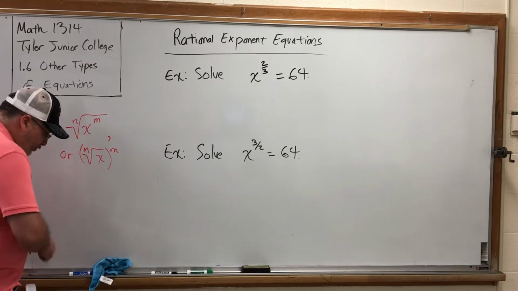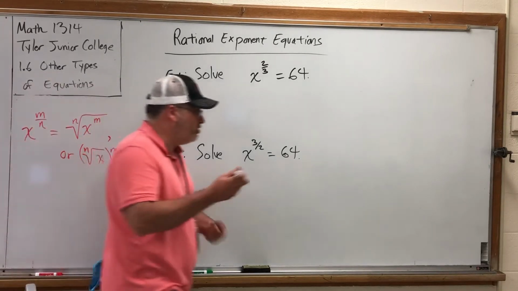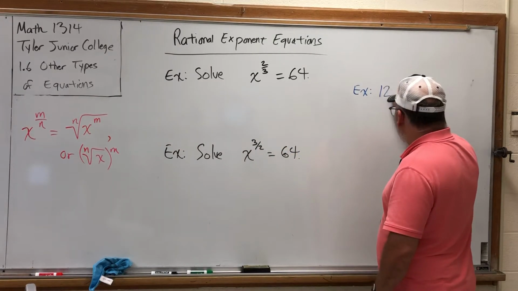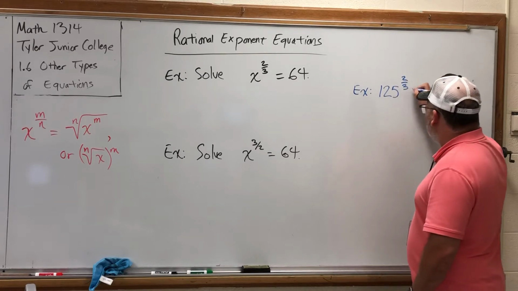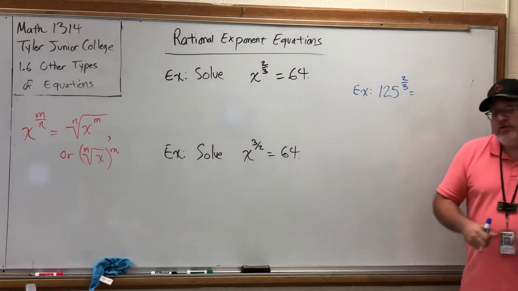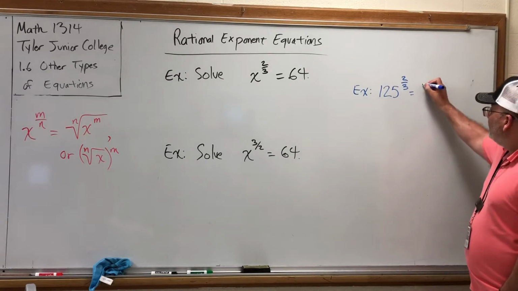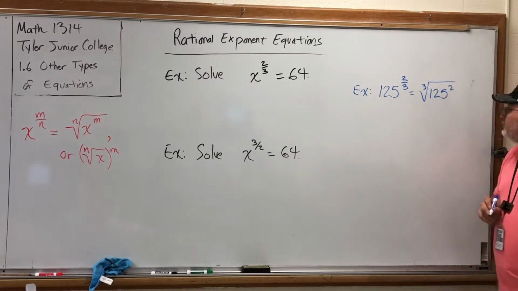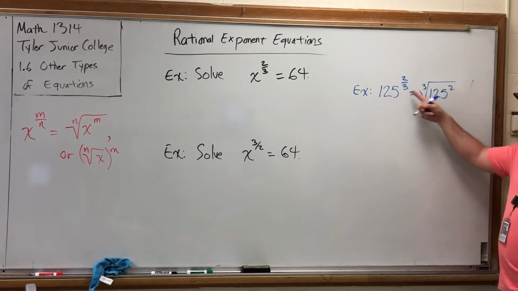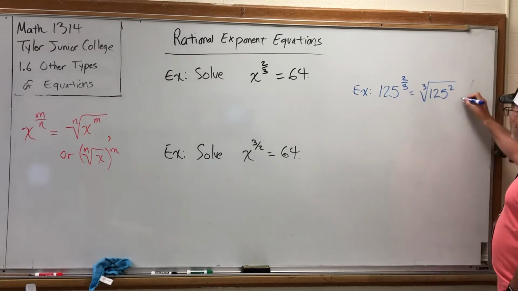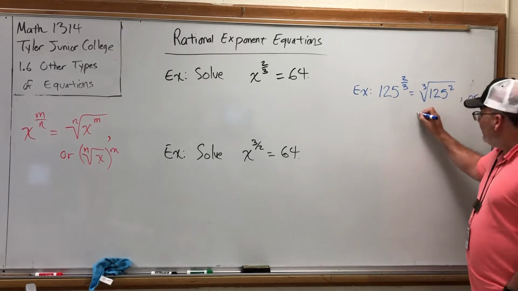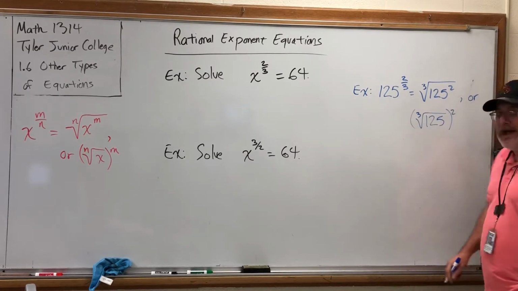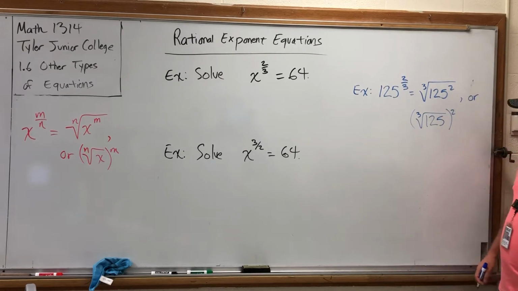So just a quick example numerically, and then we'll get back to solving these equations. Let's say I asked you, what is 125 to the 2/3 power? We can write this one of two ways. We can say the cube root of 125 to the 2nd power, 2 being the numerator is the exponent, 3 being the denominator is the index of the radical, or we can say the cube root of 125 first and then raise to the 2nd power. Both of them will give you the same result.